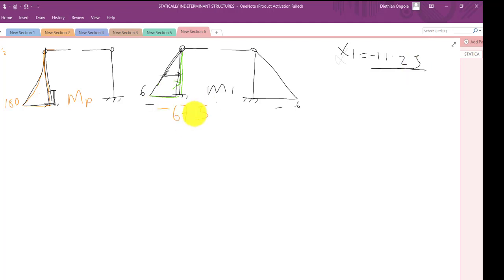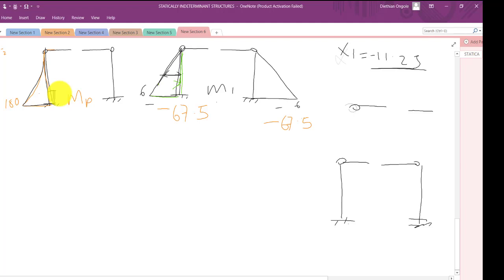I would get my answer as negative 67.5. Even this side it should be negative 67.5. Since it is negative, that means our actual bending moment diagram would have this look here. Instead of being on the outer side, it turns to the inside part, with now a positive 67.5. Even this side here would be positive 67.5. So this becomes the M1 x1 diagram.